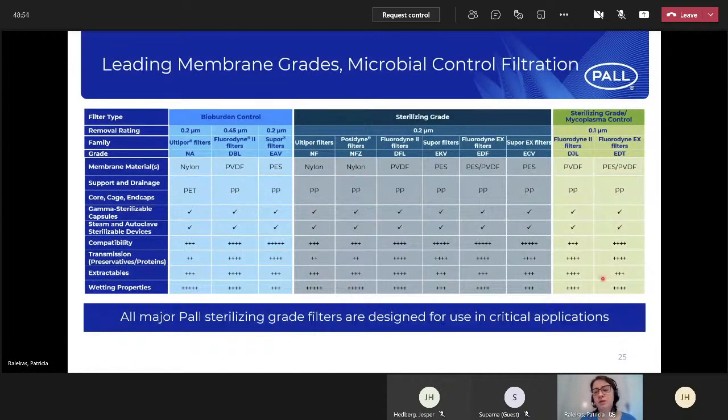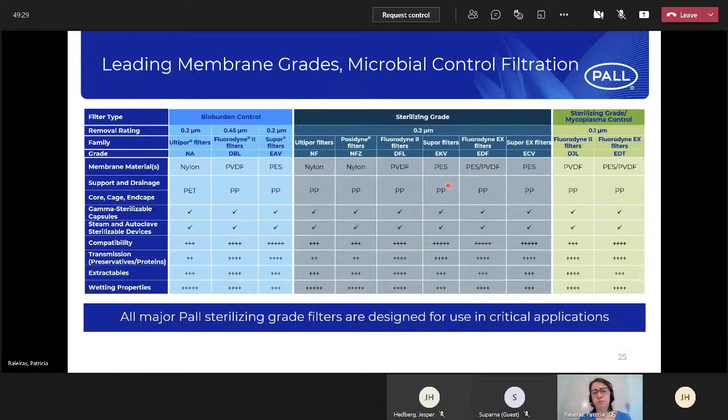Now, this is a bit of a dry table to look at, I think. So we're not going to go into details about it, but it's just to show the range, and I don't think all of the filters are here actually, of bioburden, sterilizing and sterilizing grade with mycoplasma control that Pall offers for the biopharma industry. And in fact, our newest filters are composed of PVDF or polyethersulfone. These are the most common materials.